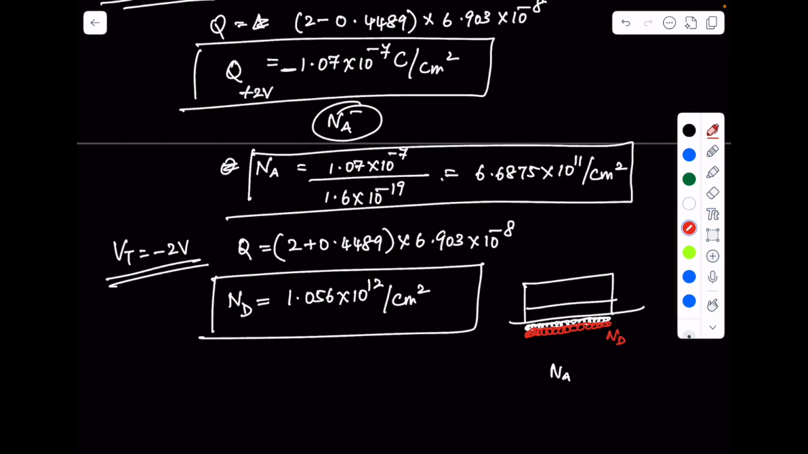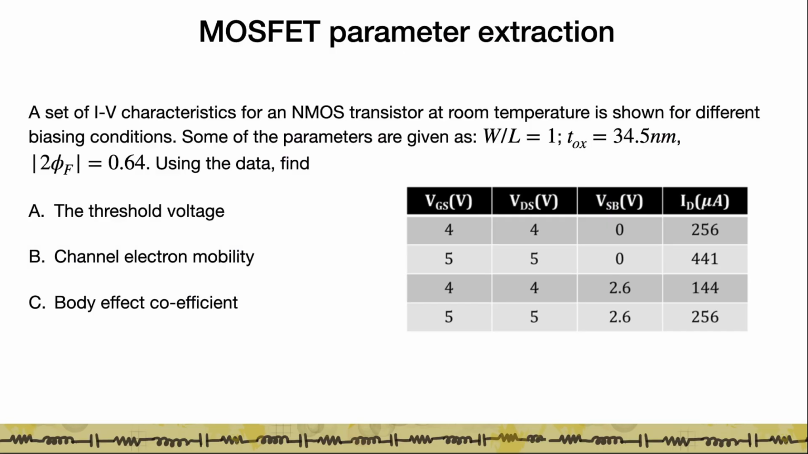Moving on to the next question. A set of IV characteristics for an NMOS transistor at room temperature are shown for different biasing conditions. Some of the parameters are given as W by L equal to 1, Tox is 34.5 nanometers, 2φf is 0.64. Using the data, find the threshold voltage, the channel electron mobility, and the body effect coefficient.